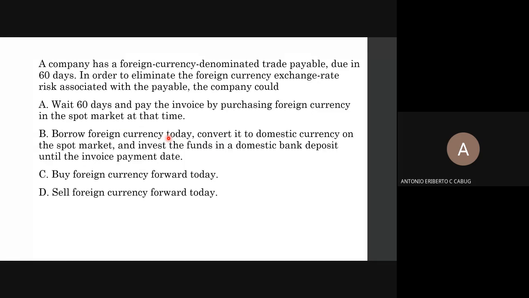Sige. Klaro na ha? If you have a payable in another currency, you have to buy that currency so that you can settle your payable. If you have a receivable in another currency, of course, you will have to sell the foreign currency by the time you will receive it. Clear? Sige. What about this one?